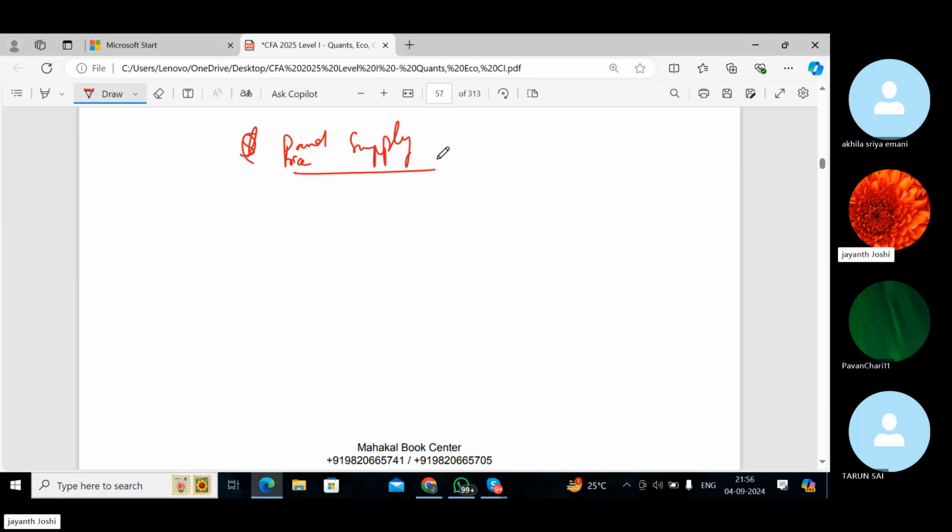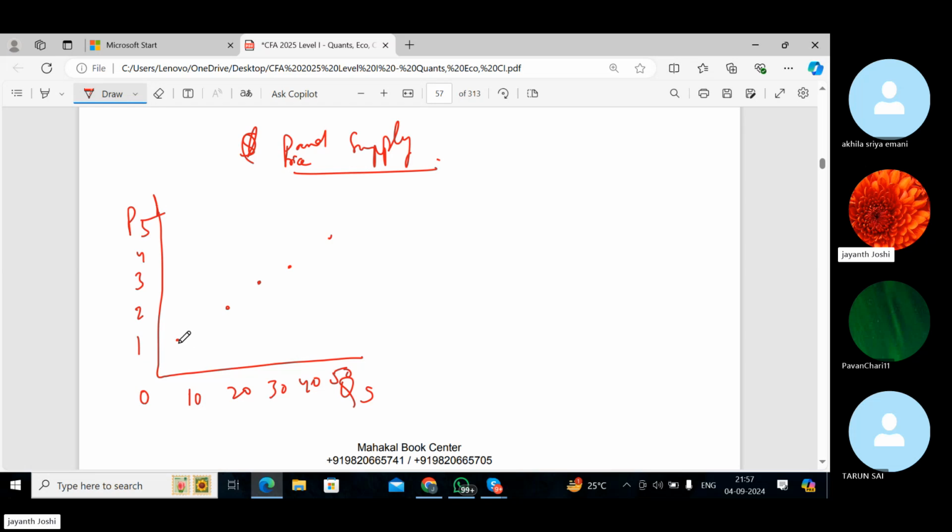See price and supply. When you plot a graph, this is quantity supplied, this is price. As price is increasing from 1 rupee to 2 rupees to 3, 4, 5 rupees, you see quantity supplied increase to 10 units, 20, 30, 40, 50 units, and you see a positive relationship between them. You see all the points lying on one particular line. This is the line of best fit.